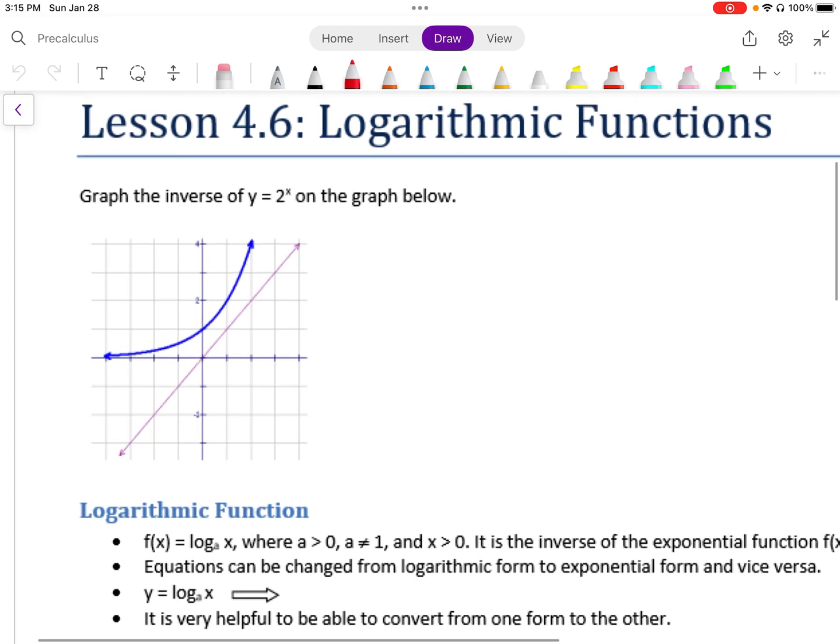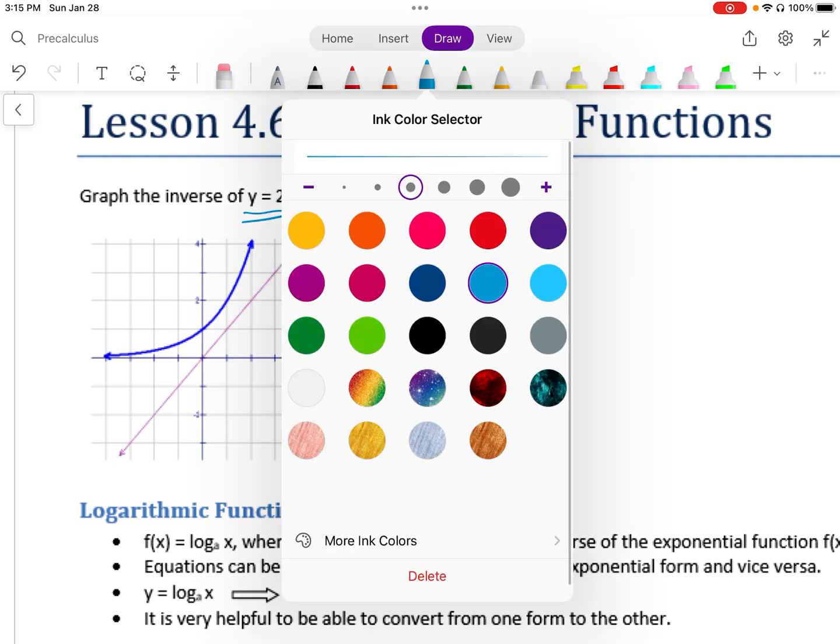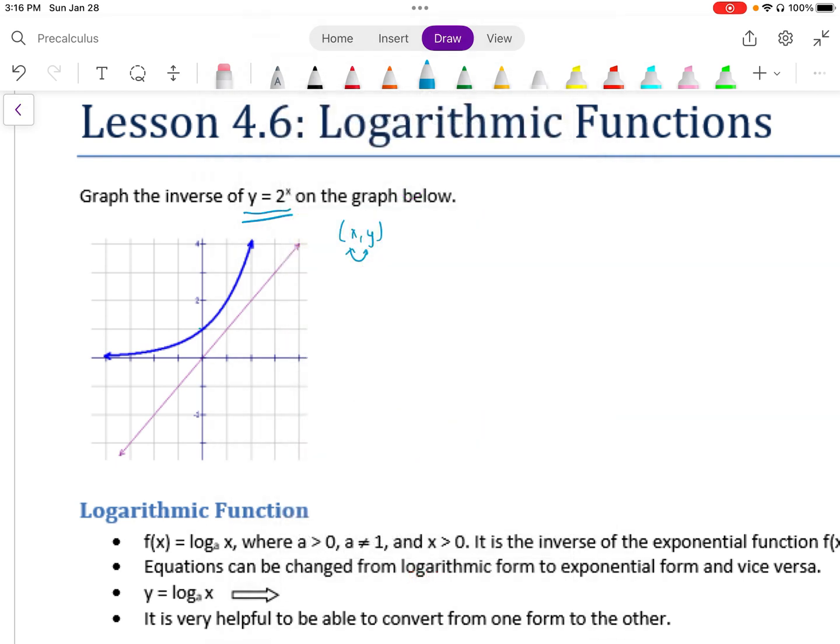Here we have the graph of y equals 2 to the x. It says graph the inverse. Well, we know when we graph an inverse that we switch the x values and the y values. So each point on this blue y equals 2 to the x graph, if we switch the x value and y value, will give us the inverse. So we'll just pick a few points that can help us, and we'll talk through some ideas.